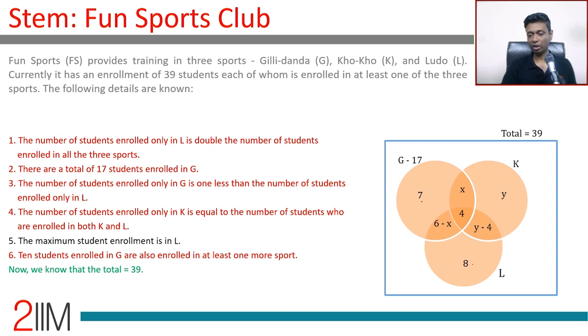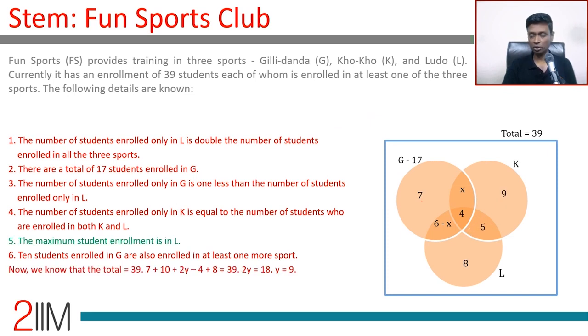7 plus 10, 17 plus 8, 25 plus 2y minus 4 is 39. Or 2y is 39 minus 21, which is 18, or y is 9. How did we get 25? 7 plus 10, 17 plus 8, 25 plus y minus 4 plus y is 39, or y is 9. This is 9 and this is 5. Fine. Wonderful. We've got this far.